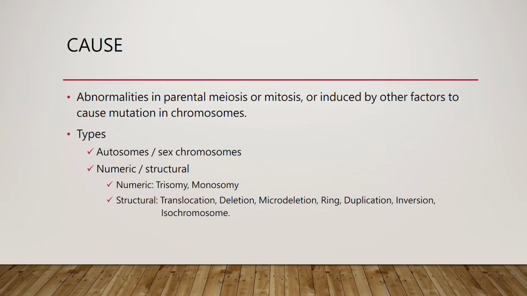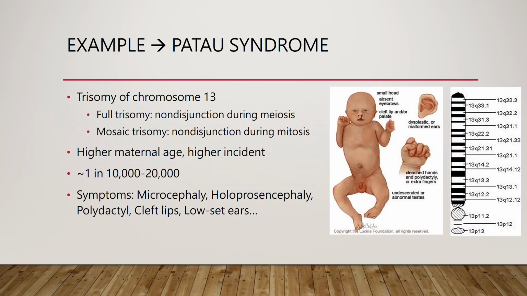In numeric defects, there are trisomy and monosomy, while in the structural defects, there are translocations, deletions, microdeletion, ring, duplication, inversion, isochromosome. For example, we will discuss Patau syndrome. It is caused by the trisomy of chromosome 13, and it comes in 2 types. Full trisomy, caused by non-disjunction during meiosis, and mosaic trisomy, caused by non-disjunction during mitosis.